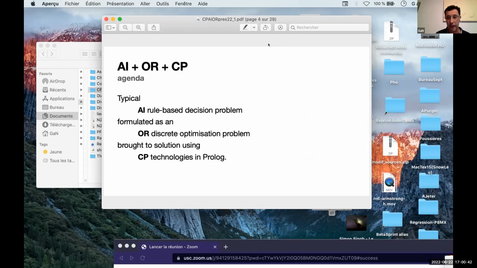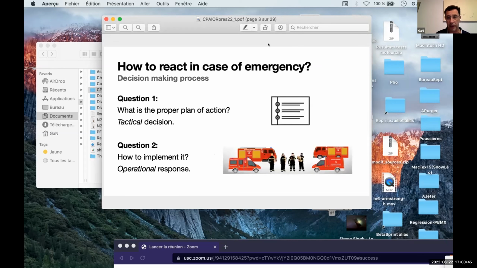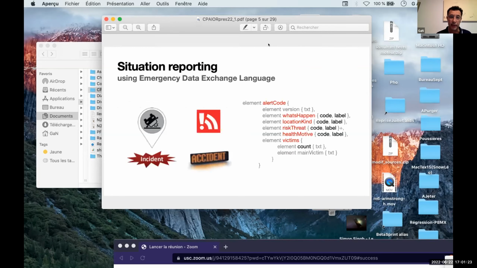I'm going to answer a question of decision making in case of emergency. In particular, it will be for French fire and rescue services. When you're faced with an emergency, you have to make quick decisions in real time. The first question we have to solve is, what is the proper plan of action? This is the tactical decision phase, which is followed by an operational response phase corresponding to its implementation using resources from a nearby fire station. But this is a more standard resource allocation problem. So I will focus here on the first question, which is the tactical decision plan.